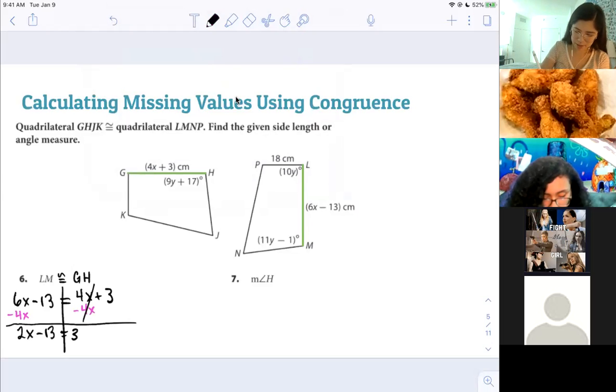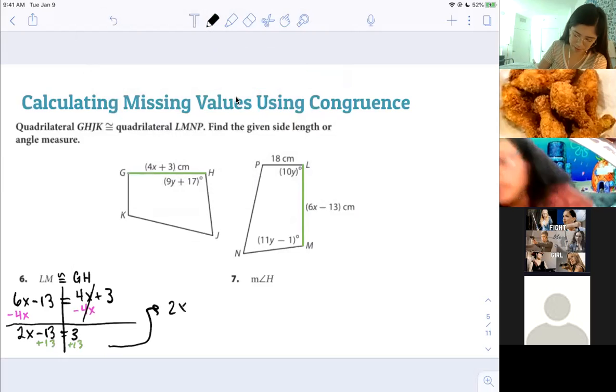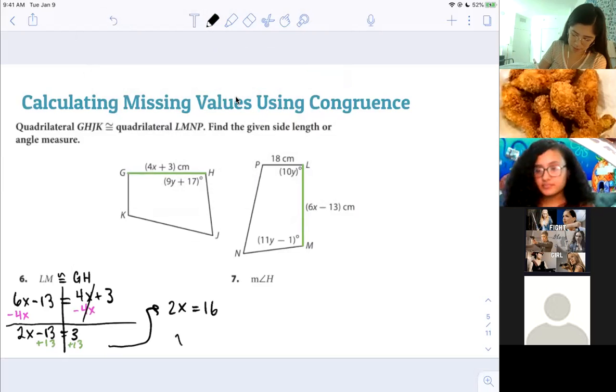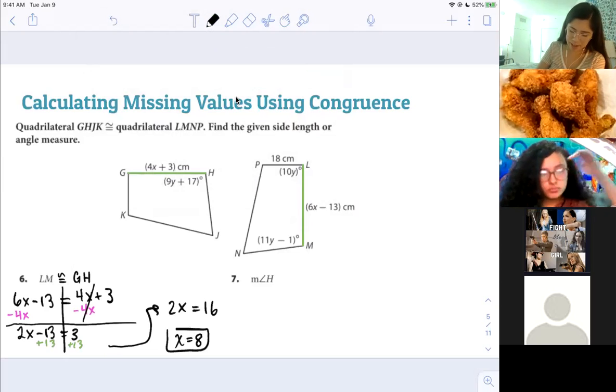Solve for x. What do I do? Add 13. What's 13 plus 3? 16. So now I have 2x equals 16, which means x equals 8. Is that my answer though? No, still, because I have work to do. I need to know the whole length.